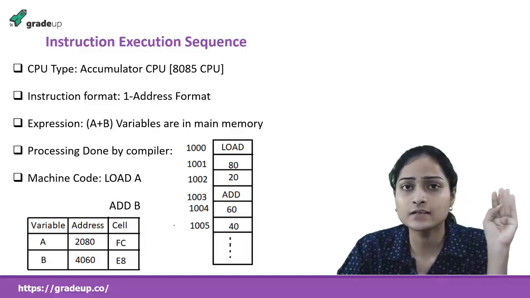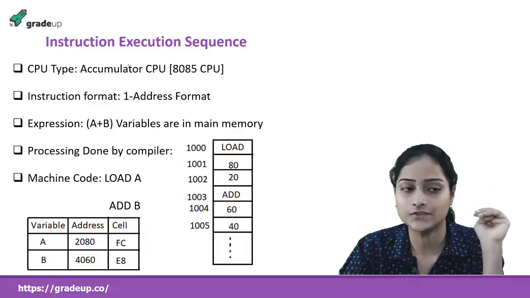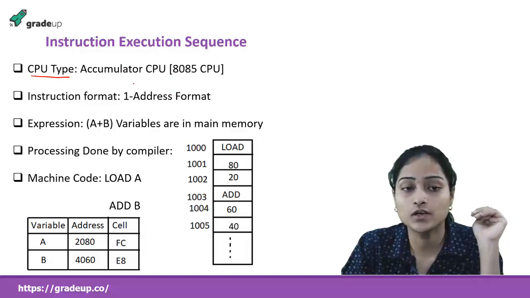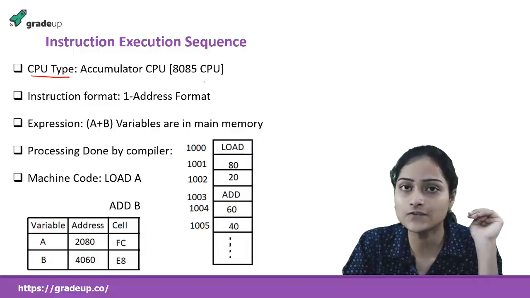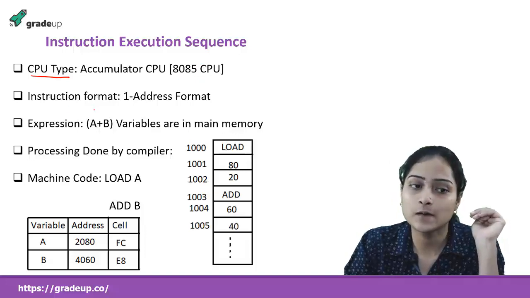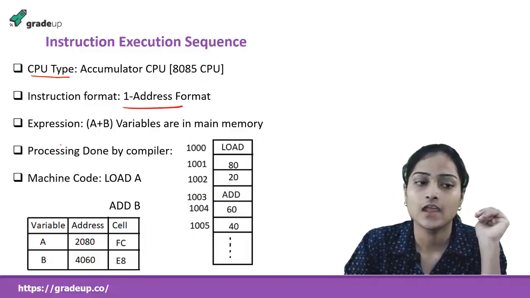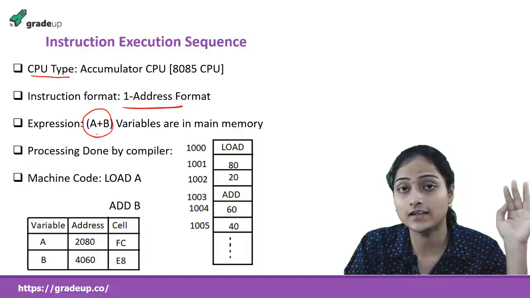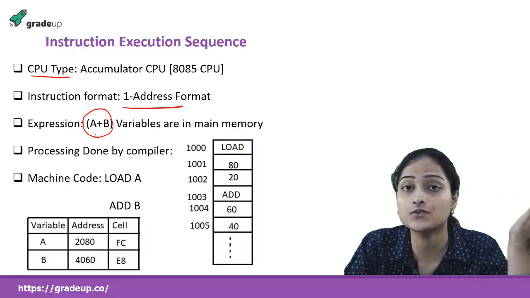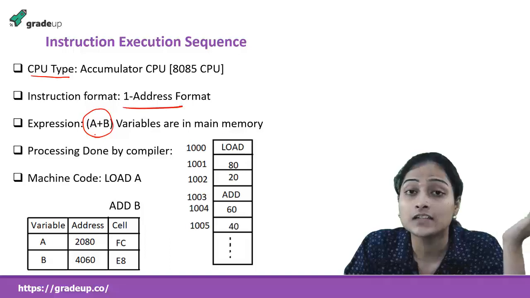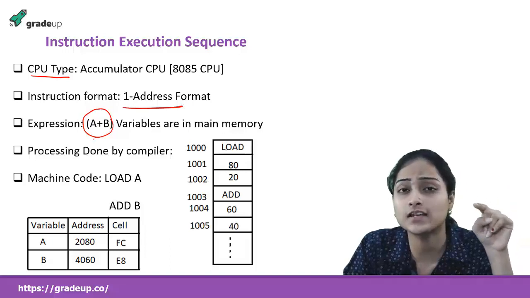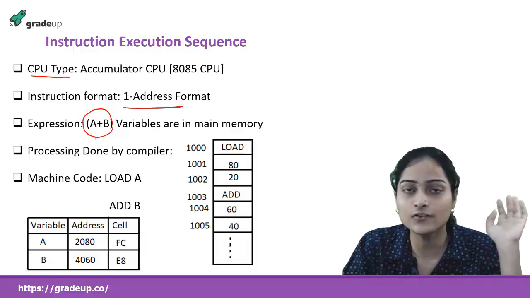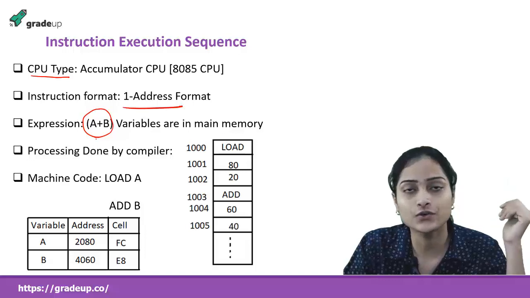Suppose I have taken some assumptions, some type of CPU for calculations. I have assumed the CPU as an accumulator CPU, which is also known as the 8085 CPU. The instruction format I am going to use here is the one address format. Expression: suppose I want to calculate A plus B. This is why I said it is a real life example, because we calculate A plus B with the system. Now we will see how a calculator functions when we type 2 plus 3. Sounds interesting? So just be focused.